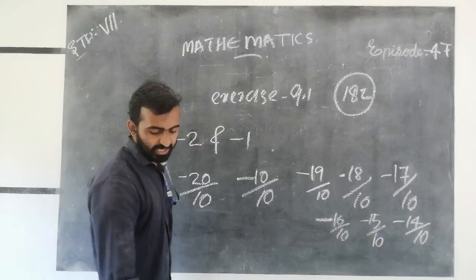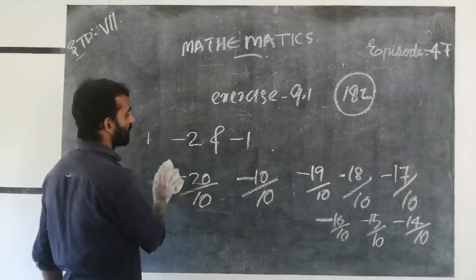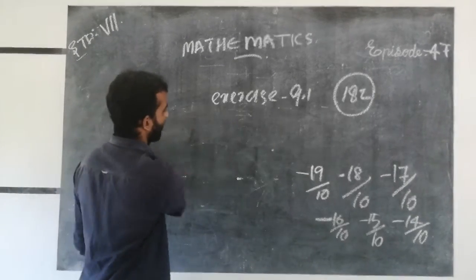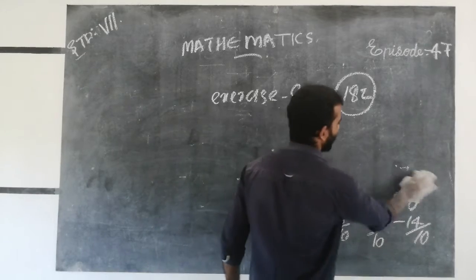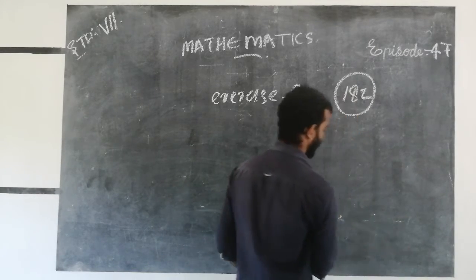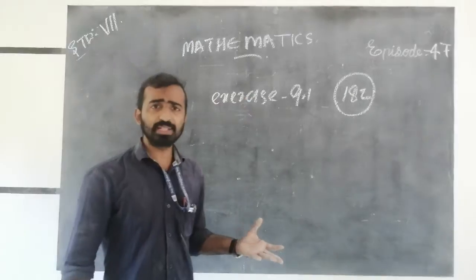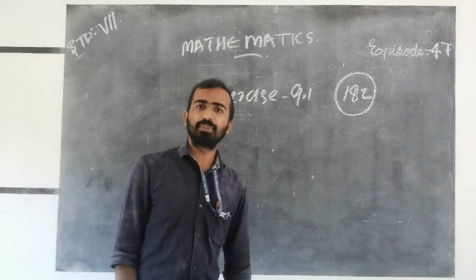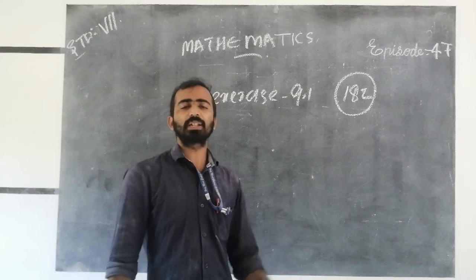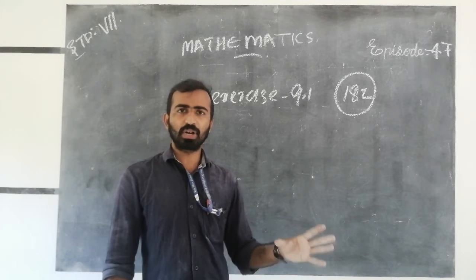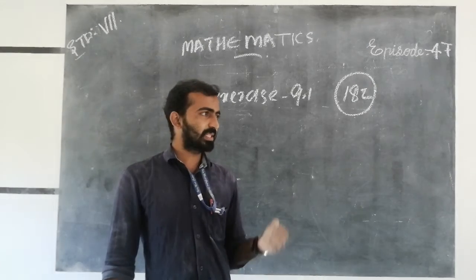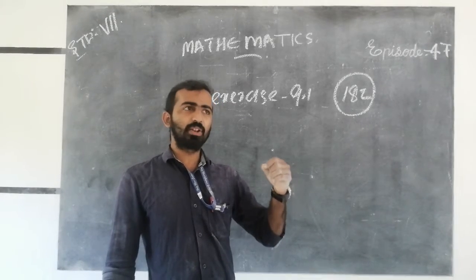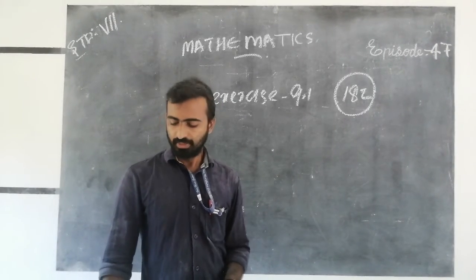And next is negative 4 by 5 and negative 2 by 3. If you take the denominator as 50, then you get negative 40 by 50. As you like, you can take the denominators. There is no condition. When we take a denominator, we multiply the denominator and numerator.